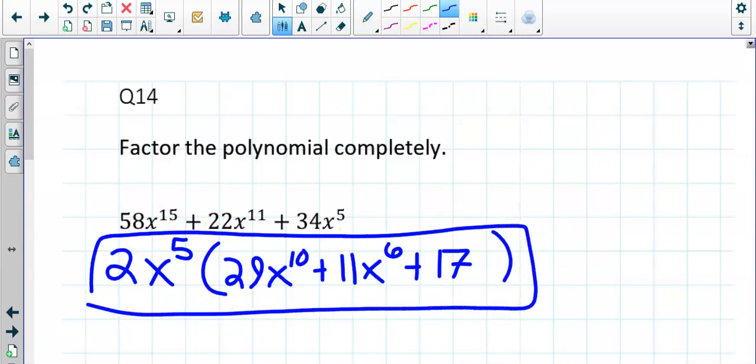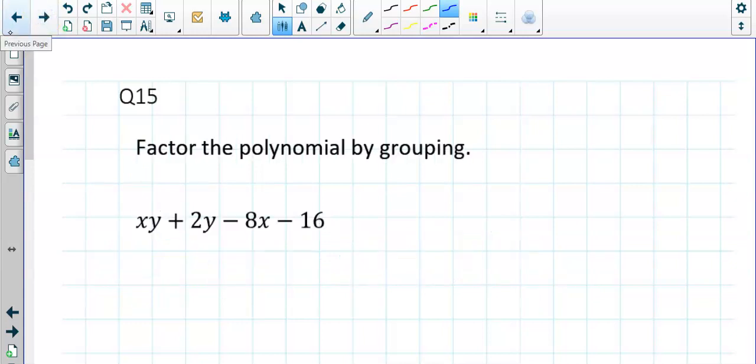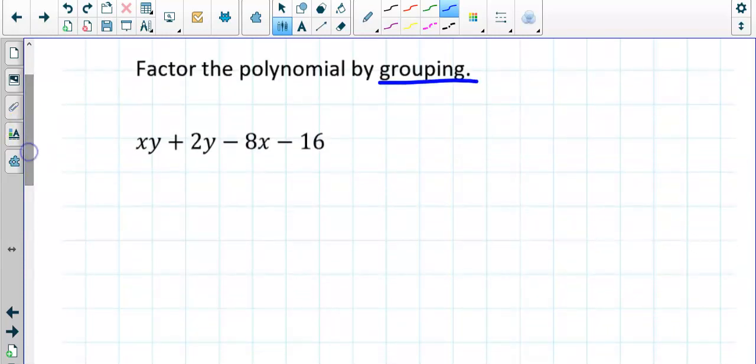Okay? Make sense? Okay. The next problem. After GCFs, you learned how to group. Because those of you that learned the AC method, that was what you had to do to finish out the AC method. Okay? So, grouping is a 4-step process, and all grouping is a giant GCF problem. That's all grouping is. It's a giant GCF.